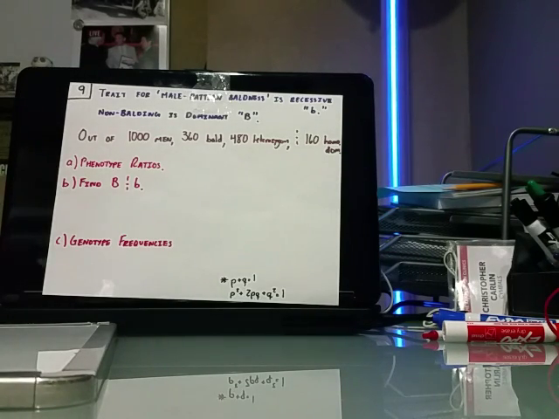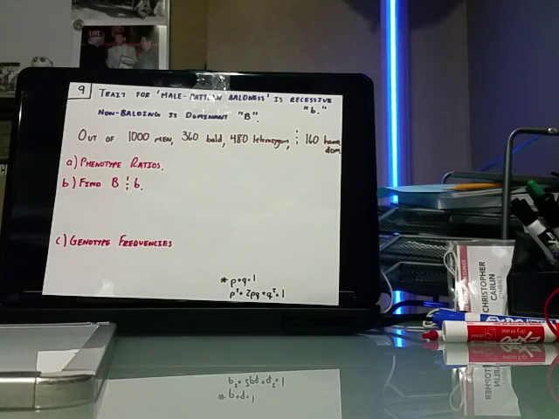Okay, so I'll be doing number 9. The problem gives you that the trait for male pattern baldness is recessive and is represented by the lowercase b allele. And then the non-balding pattern trait is the dominant allele, which is represented by the capital B.